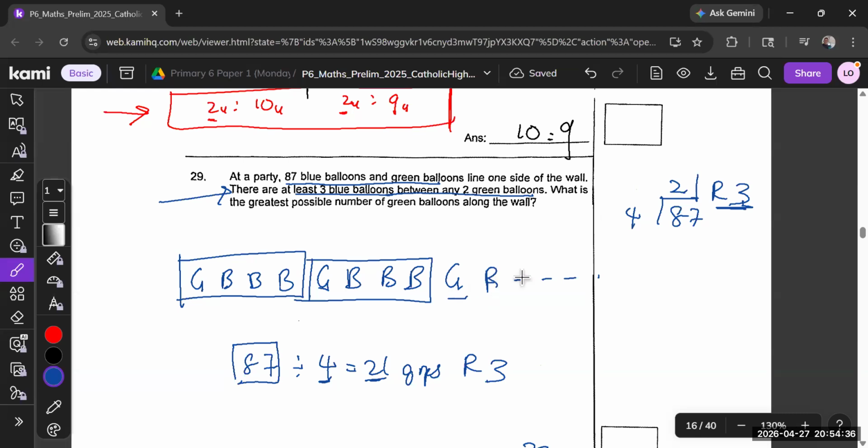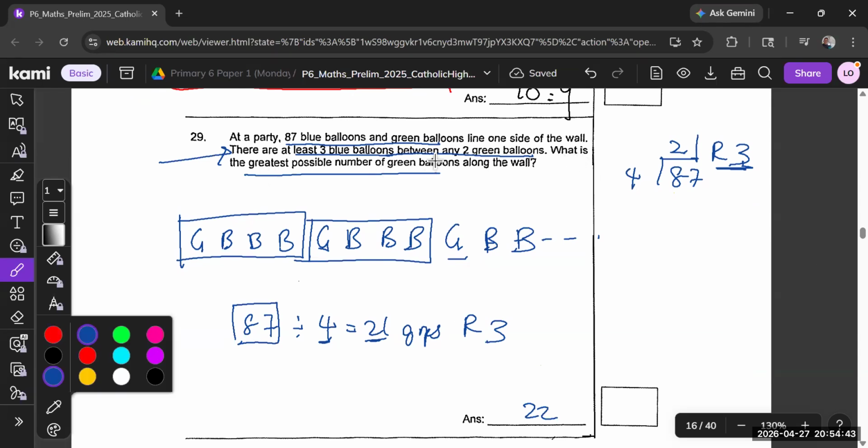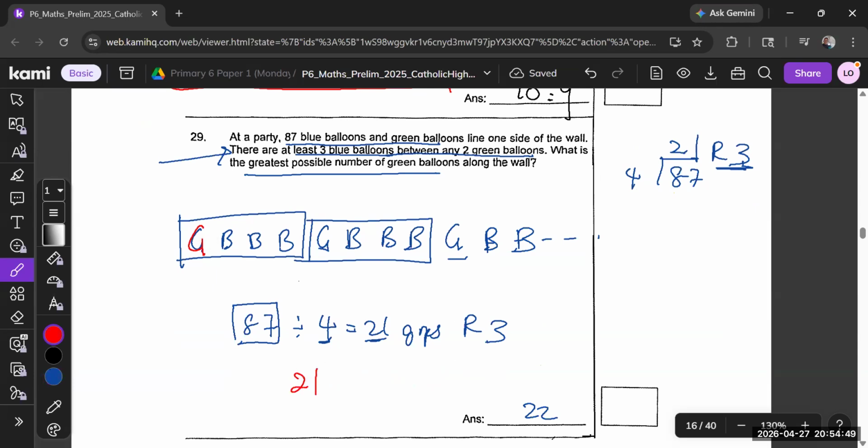The last three balloons. Okay, so how many? And by the way, you want the greatest number of green balloons. So what must you do? You must start with a green because you want the greatest number of green. So 21 groups will be how many balloons? One group got one balloon, right? So 21 times one. And don't forget to add another one, which is inside the remainder. So 21 plus 1, 22.